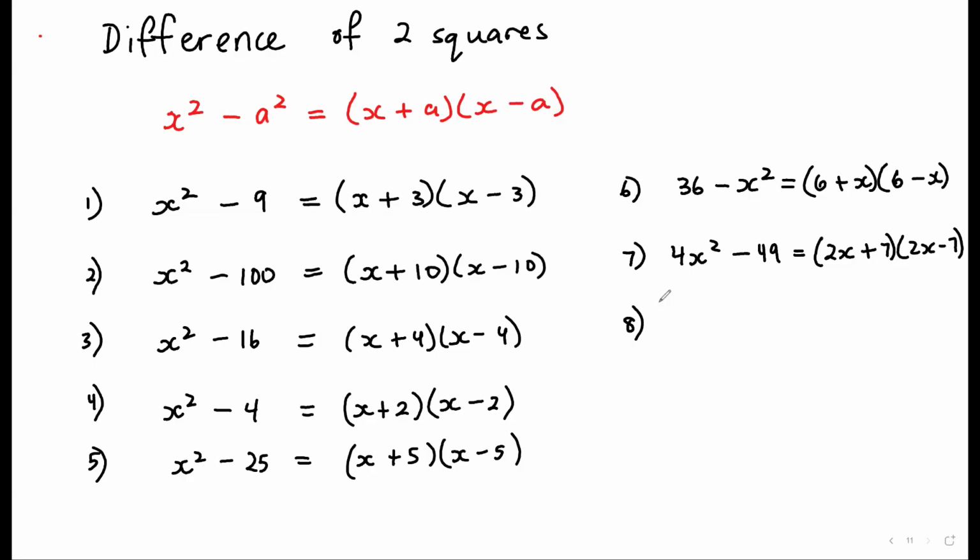You could have had 81 take away 4y squared. And it doesn't have to be x either. It could be any square term. So 81 is a square number, 4 is a square number, and y squared is a square number. So the factorization here will be 9 plus 2y by 9 minus 2y.